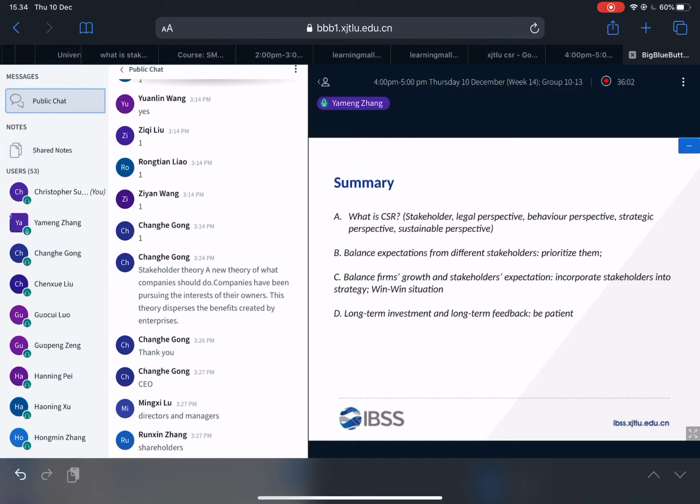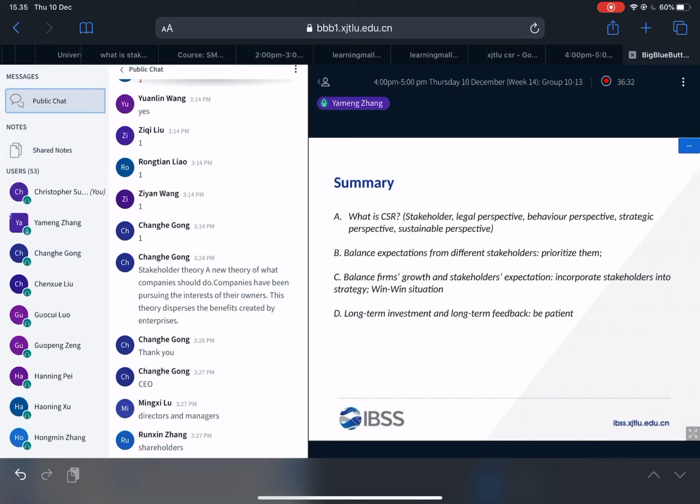Okay. So here is a summary of the tutorials during the whole semester. We can notice that we just learned what CSR is during the whole semester, but from different perspectives. What I want to emphasize in the last tutorial is that I encourage students to find the links between different perspectives to have a deeper understanding of this concept.